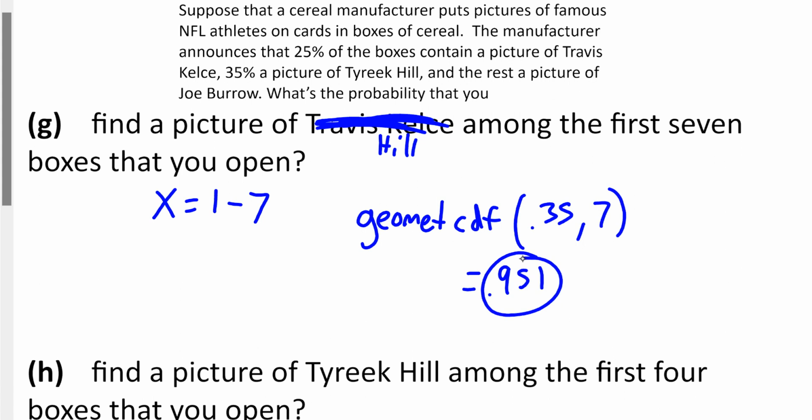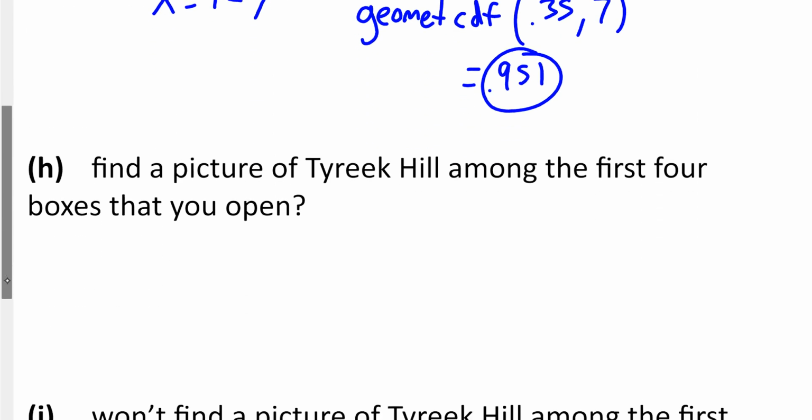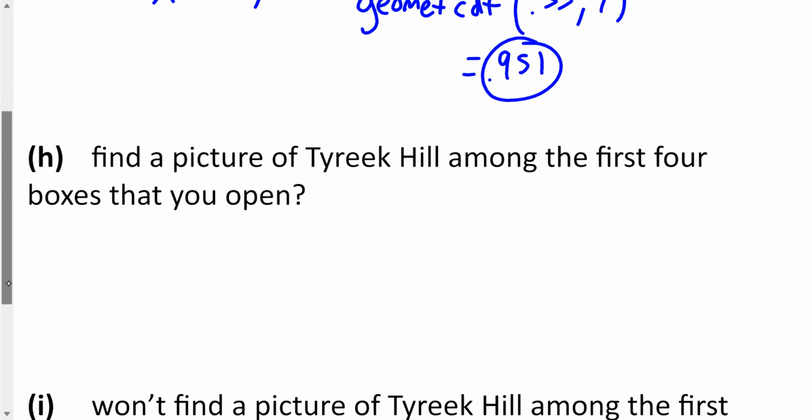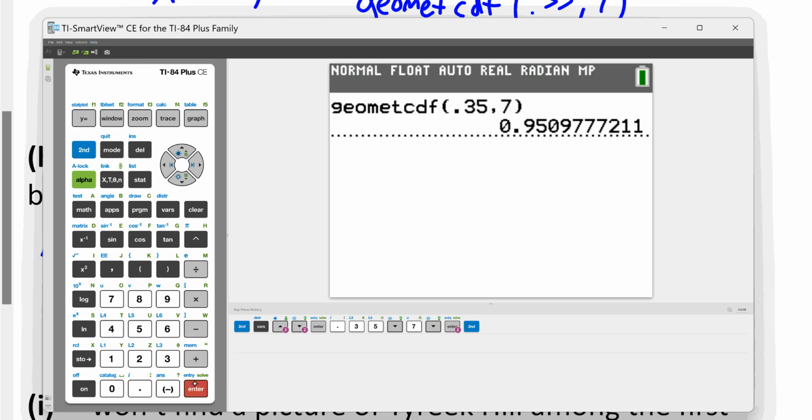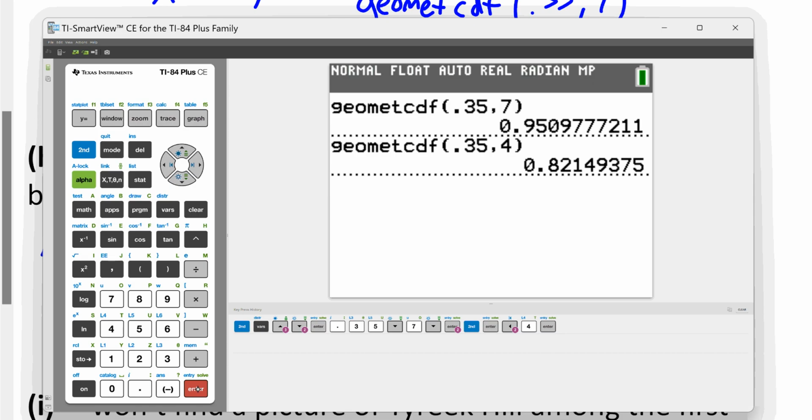And like binomcdf, things are going to work very similar with geometcdf. So what's the probability of finding a picture of Tyreek Hill among the first 4? All right, same idea, 1 through 4. We're going to do geometcdf. By the way, if we're using this, we still want to list all of our things. In this case, we're doing 1 through 4. But it is just going to be 0.35 and 4. Calculator does the rest. I'm actually just going to copy this thing back over here, and I'm just going to change this to a 4. I get 0.821, we'll say.